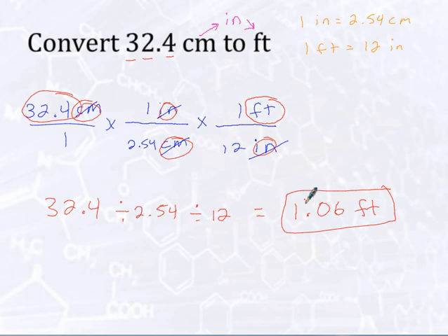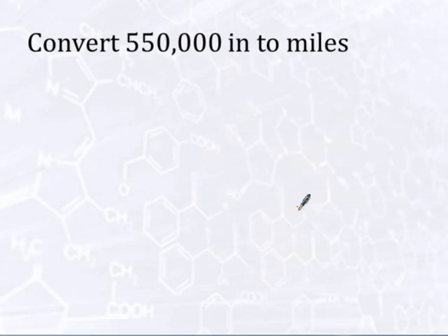Oh, let's do this one right here. Alright, if I have 550,000 inches, I'm going to convert that to miles. Yikes. Alrighty, so if I have 550,000 inches, put that bad boy over 1. Now I got to figure out, well, what can I convert inches to?